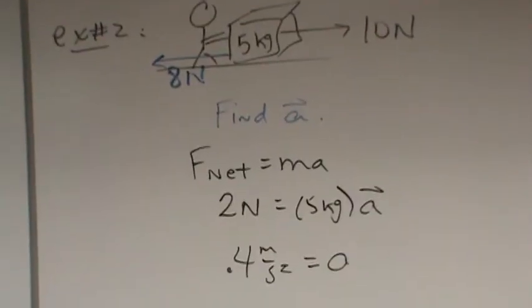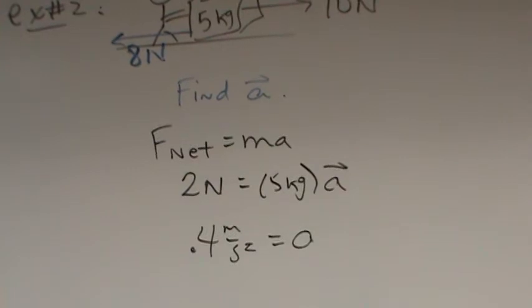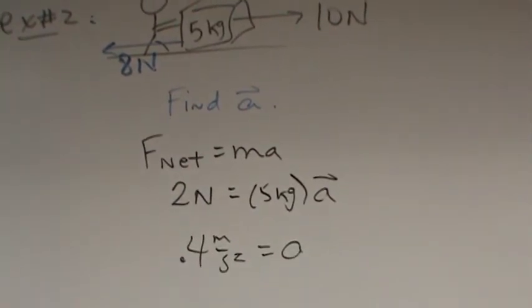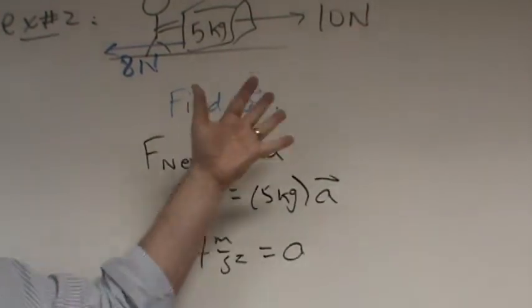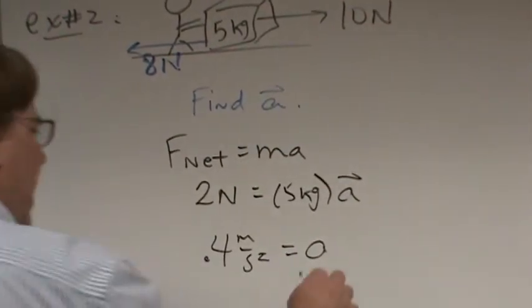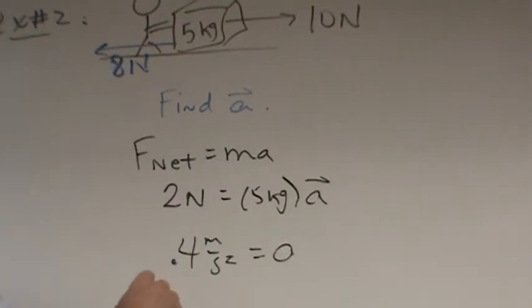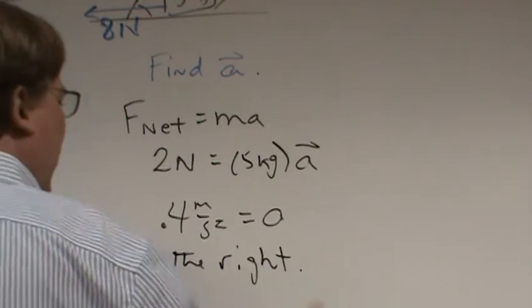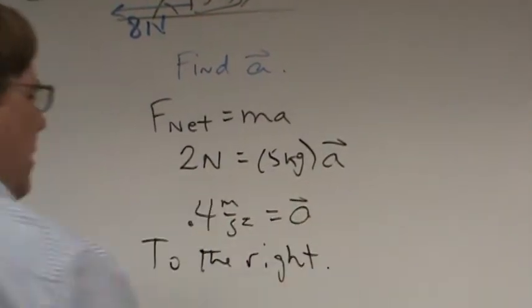How'd you know it's to the right? What's that? Good, the force is greater to the right. The net force is directed to the right, you see? So you would have to say 0.4 meters per second squared to the right, because you gotta give me the direction of your acceleration as well, alrighty?